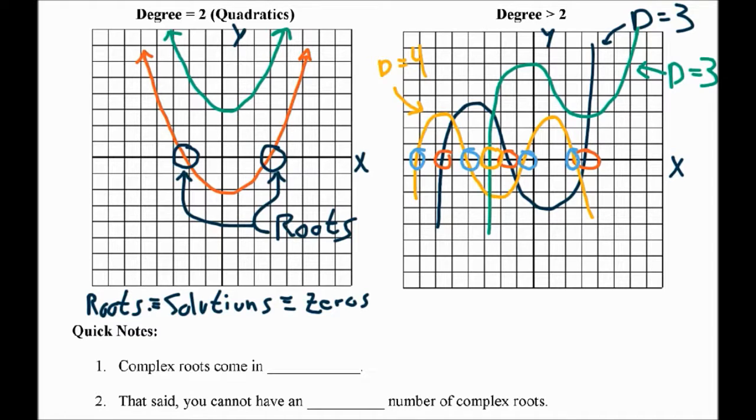Because complex roots, if you look at the bottom, complex roots come in pairs. Therefore, you cannot have an odd number of complex roots. So that's it for the introduction to the fundamental theorem of algebra.